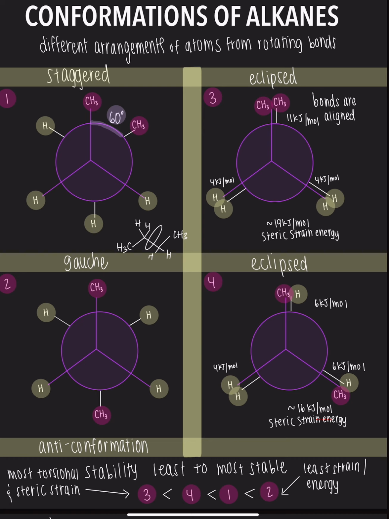Now, speaking about conformations, I want to make the point that you have different ways of arranging the molecule in space. Like I wrote down, conformations are different arrangements of atoms from rotating bonds. So let's get some vocabulary in. This right here is considered the dihedral angle. Here it would be 60 degrees.